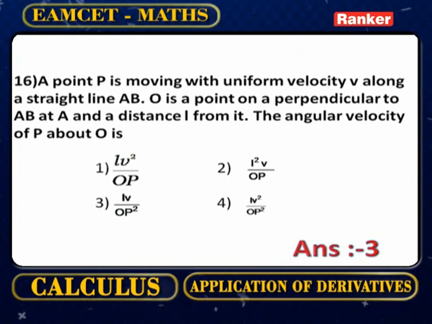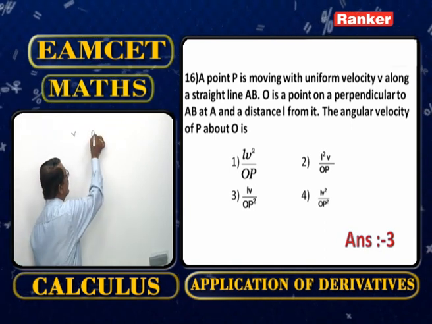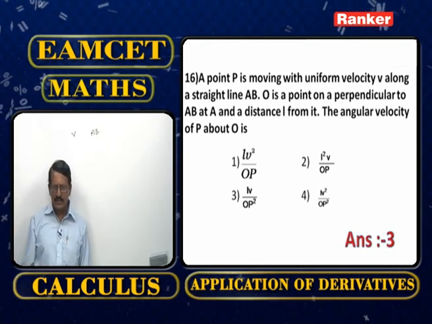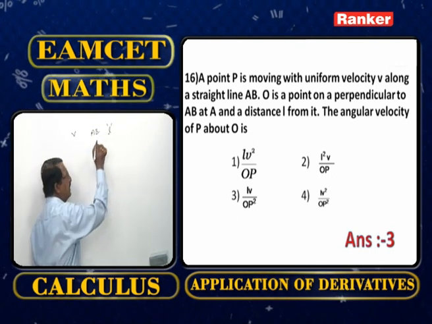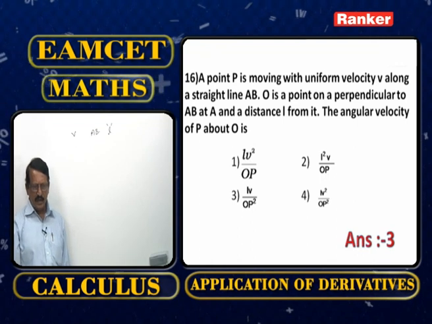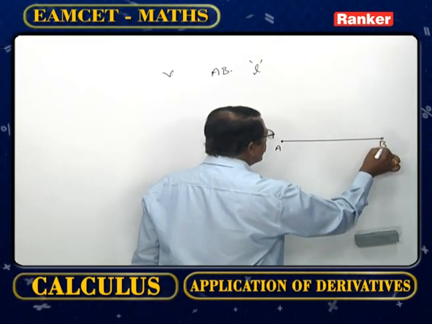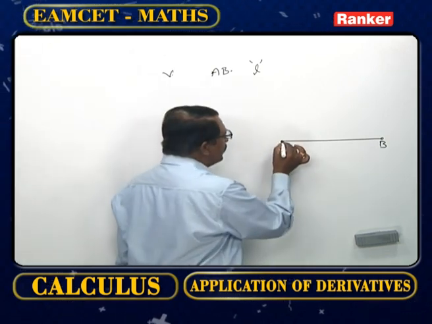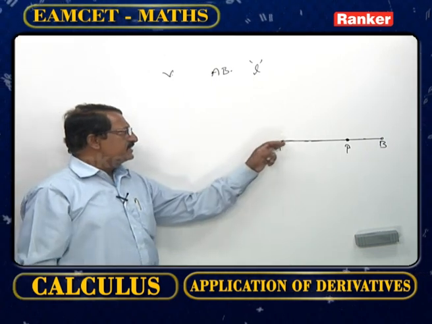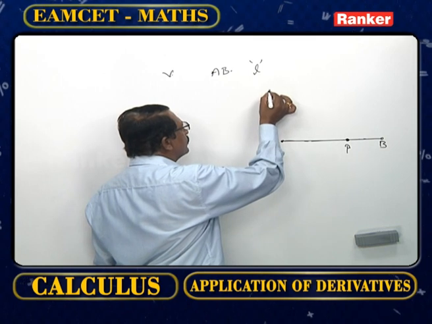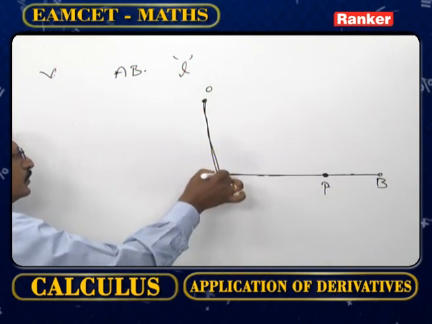If a point P is moving with uniform velocity v along a straight line AB, and O is a point on a perpendicular to AB at A, at a distance L from it, find the angular velocity of P about O. Suppose a point P moves on AB and after some time it reaches P. There is a point O on the perpendicular to AB at A, and the distance between O and A is given as L.